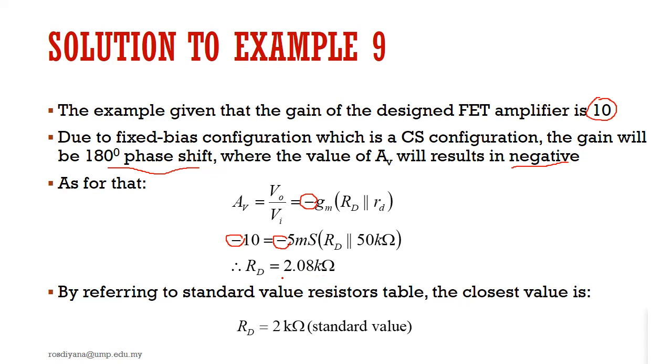Then we get RD equal to 2.08 kilo ohms. This is not finalized. You have to find the standard value resistor table and check for this value. So we get the nearest value, which is 2 kilo ohms.